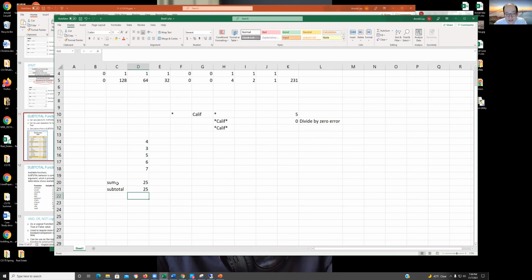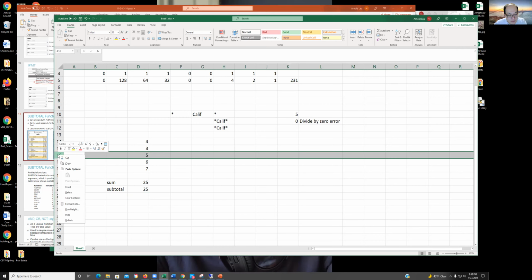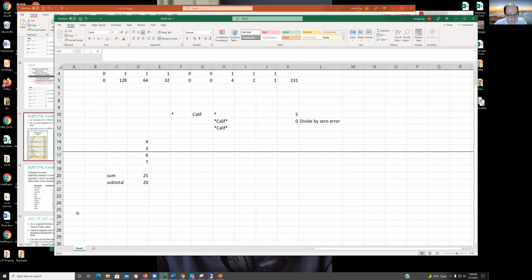Okay, so you say, well, what's the difference between the sum and the subtotal then, right? It works out to be the same. So let me hide this one, like so. Okay, so now you see what just happened here, right? The sum stayed 25, but the subtotal became 20, right? And why is that? Well, you have 4 plus 3, 6, and 7. That equals 20.